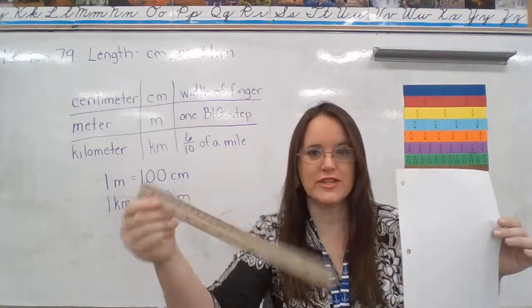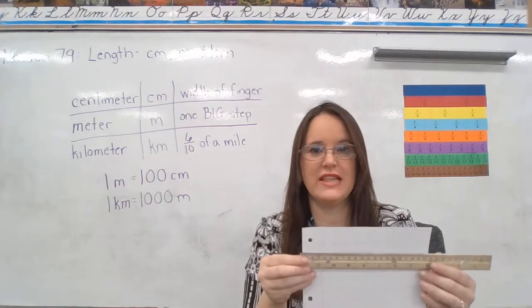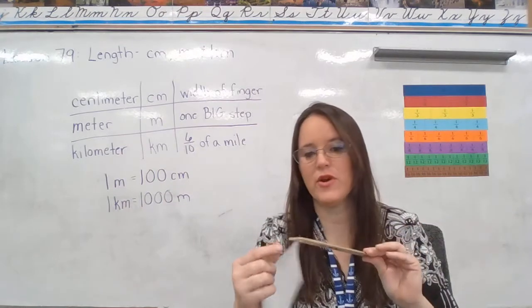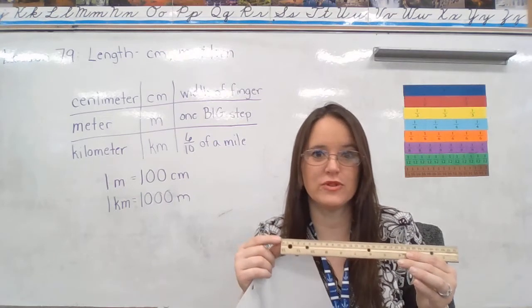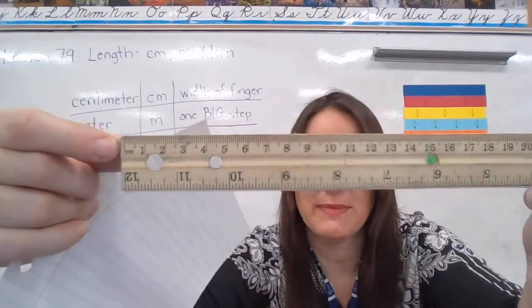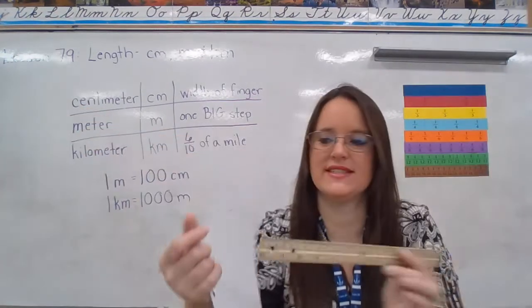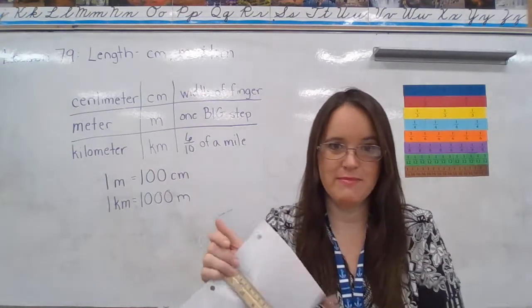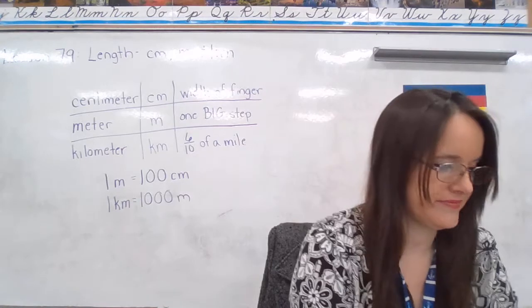So with your ruler, find the centimeter side. Make sure that you line up the edge of your paper with the start of your ruler. Depending on your ruler, that may or may not be the edge. Sometimes they give a little bit of space between the edge of the ruler and where the 0 mark is. So line it up and measure the width of your paper.